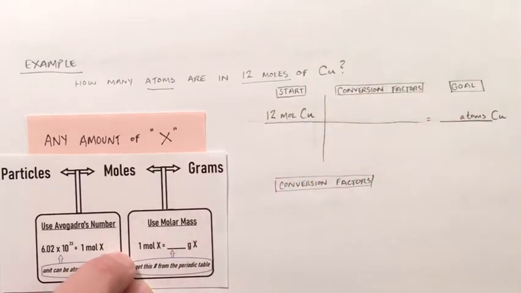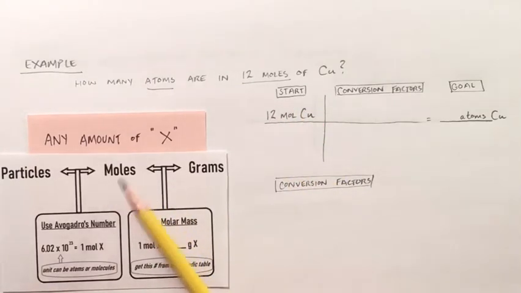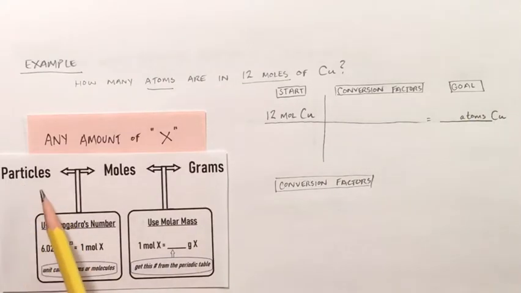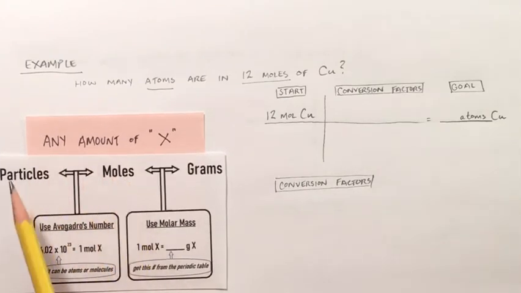Okay, so now I look at my chart over here. My start unit is moles, which puts me right in the center of my flowchart, and my end unit is atoms. Okay, I know it says particles up here, but that is a general term. Atoms or molecules could be particles. So I'm going to go from moles to particles, aka atoms.